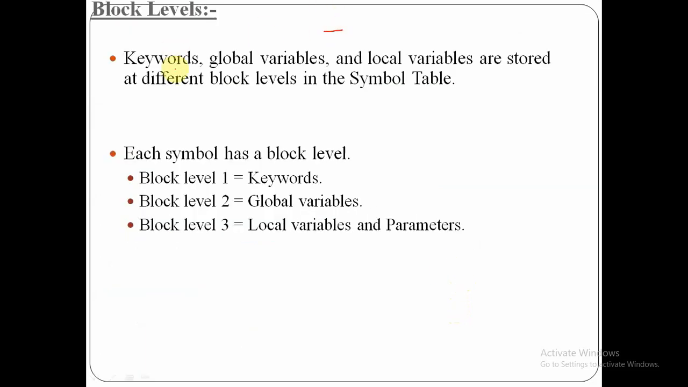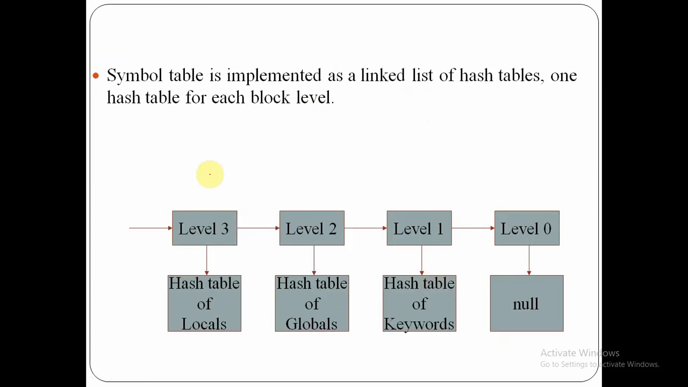Block levels. Keywords, global variables and local variables are stored at different block levels in the symbol table. Each symbol has a block level. For example, at block level 1, keywords will be stored. At block level 2, global variables will be stored. At block level 3, local variables and parameters will be stored.